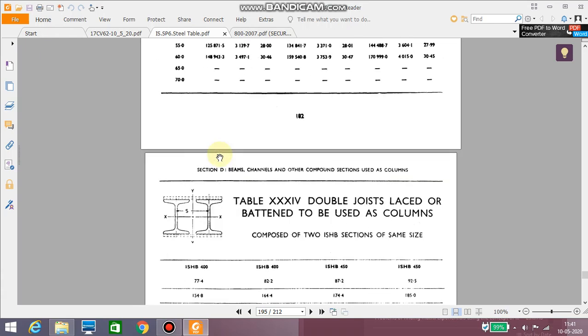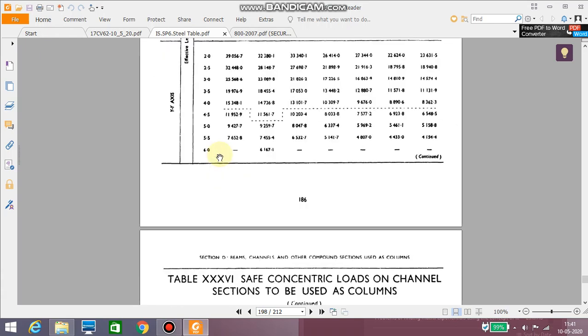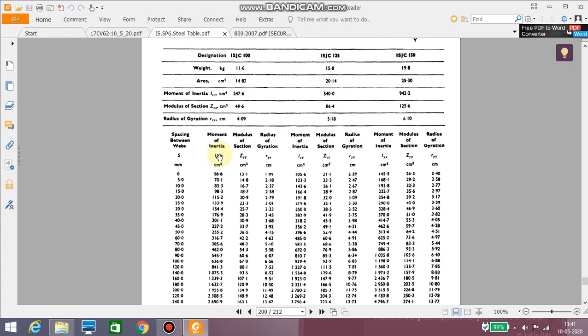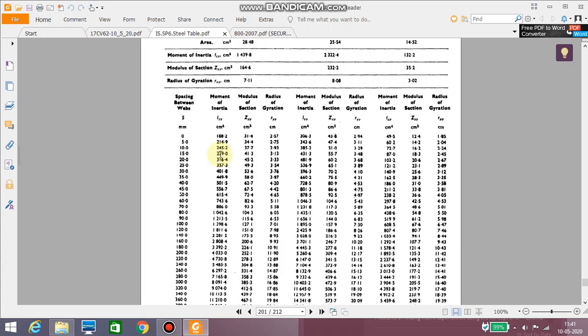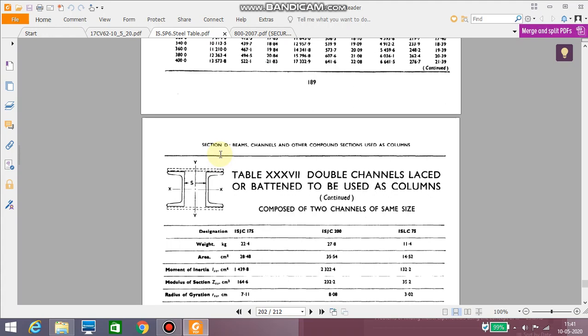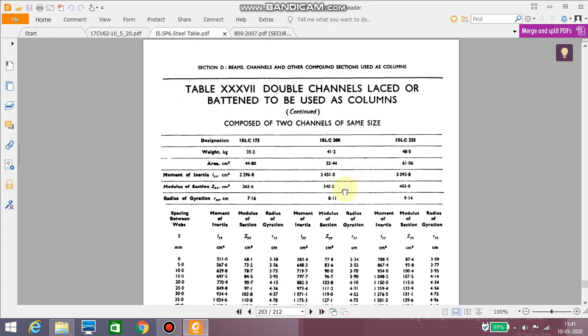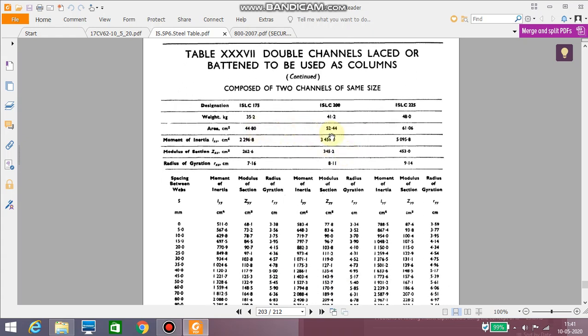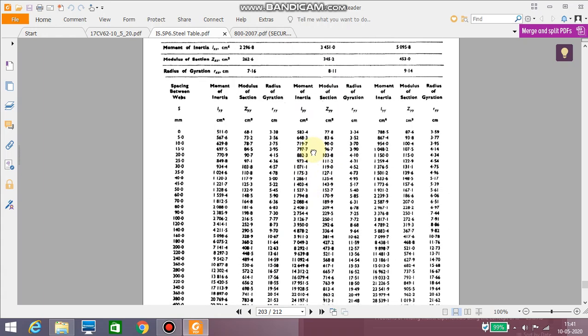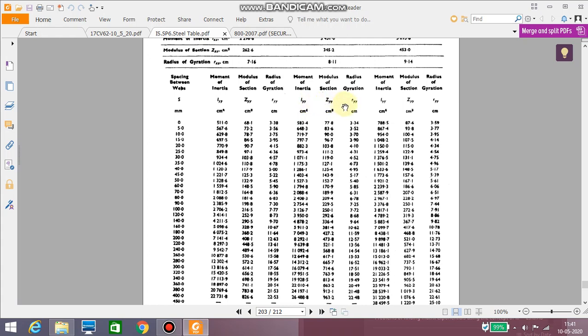In page number 191 we can see the back to back channel sections. It is ISLC 200, so I have to search for ISLC 200. Yeah, this is ISLC 200. Here I am getting the area is 5244, moment of inertia 3451.0 centimeter to the power 4. These values we have noted already, and for the remaining values I have to get the IYY, ZYY and RYY depending on the spacing between the webs.